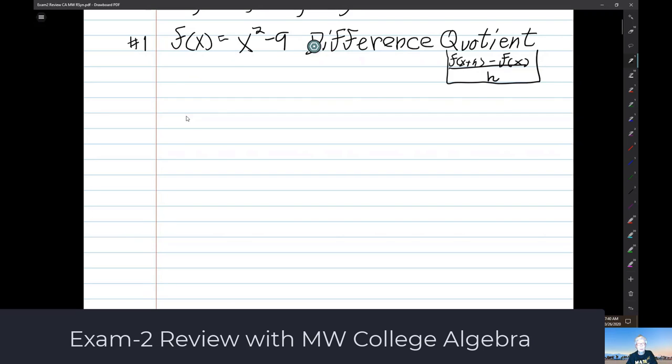Okay, and so these are just practice problems to teach you what the basic steps are for getting it. So we already have f of x. What we need now is f of x plus h. And all that means is that in x, I write x plus h.